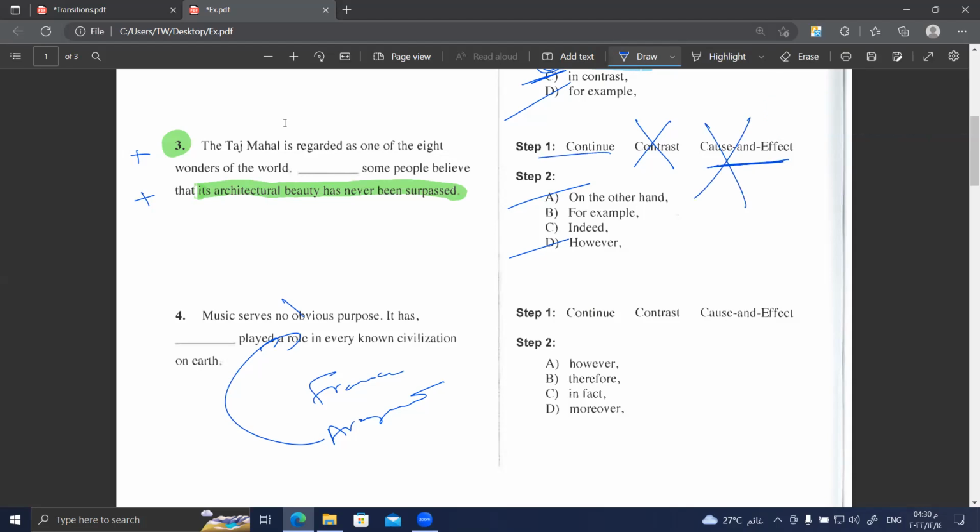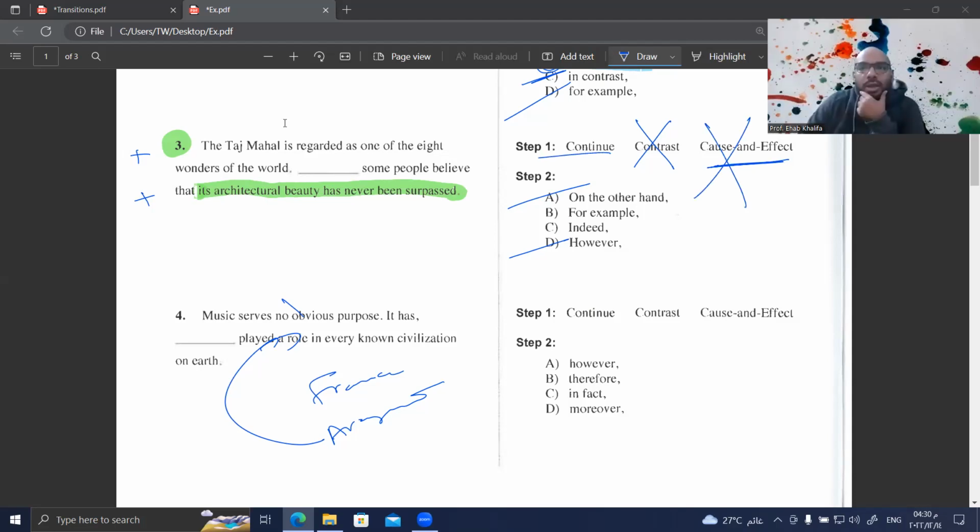Continue. I have two continuers, Mr. Ihab. What should I do now? I know that the answer is continue, but I have two answers for continuers. I have, for example, and indeed. What do I choose? If you know the difference between for example and indeed, raise hand. Both are continuous, but there is distinction between them, of course. What is the difference between for example and indeed?